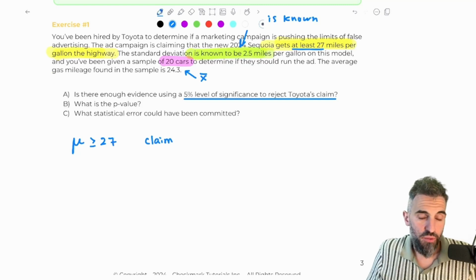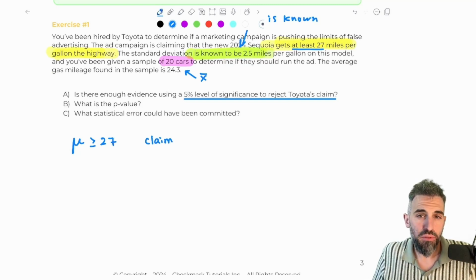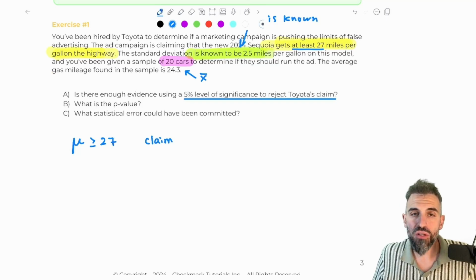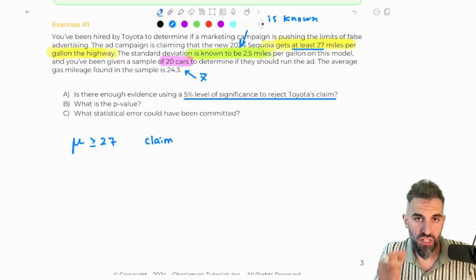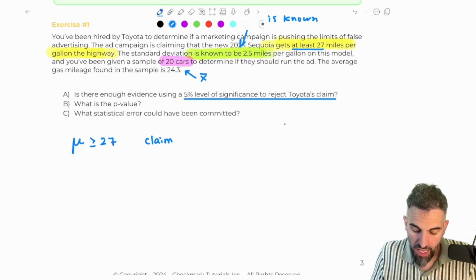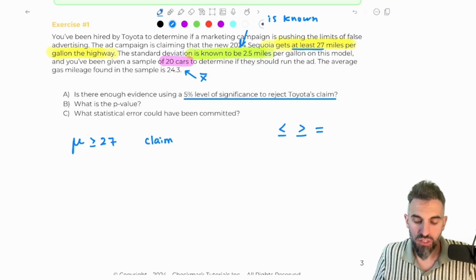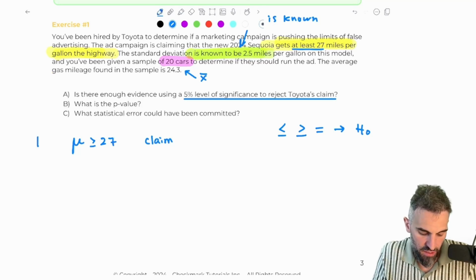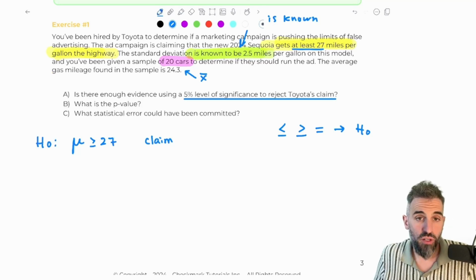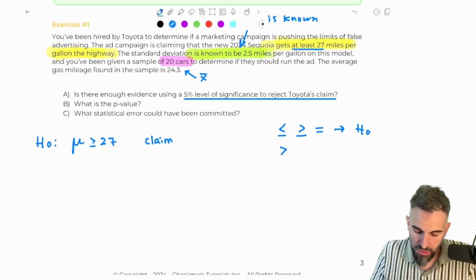Now, this next thing I'm going to say is very important. The claim, or what is stated in the question, is not necessarily your null hypothesis. It's not necessarily your alternate hypothesis. This is how you choose. If there is an equality in it, any one of those symbols, that's automatically the null hypothesis. So in this case, because they said at least, this is our null hypothesis. We are going to assume that this is true, and the alternate will not have the equality.